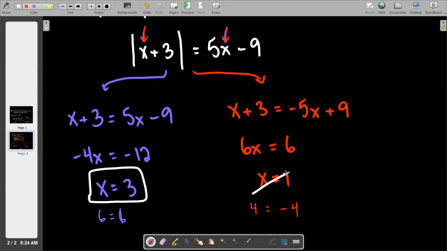So throughout those examples, I tried to show you it's just a mixed bag. Sometimes you're going to get 2 answers. Sometimes you're going to get 1. Sometimes you're going to get none. And that is what it is.